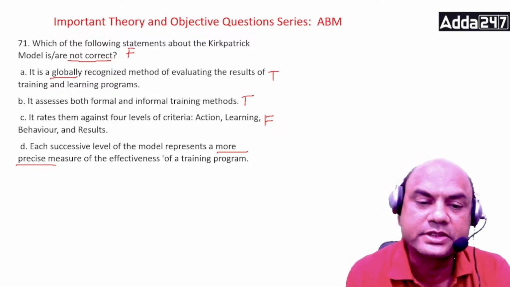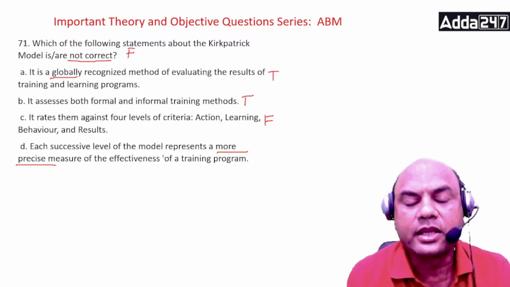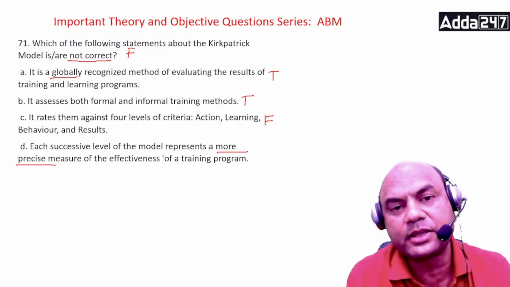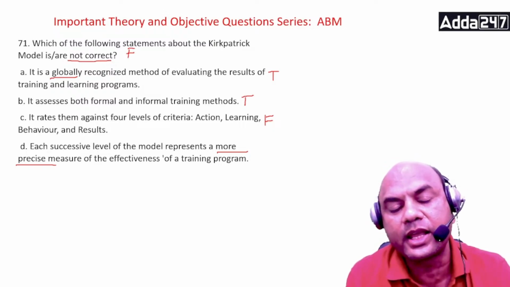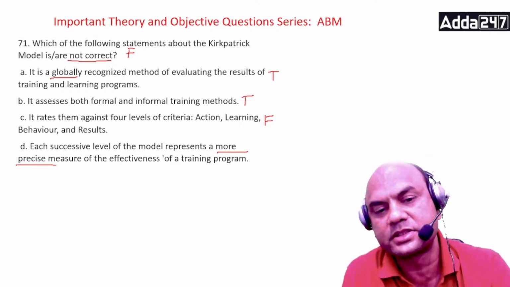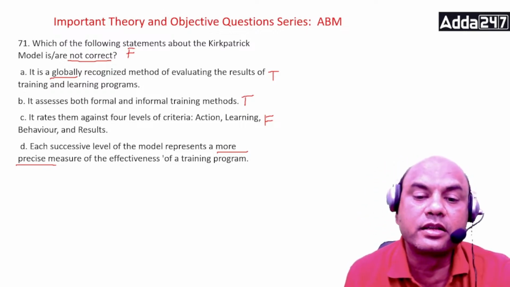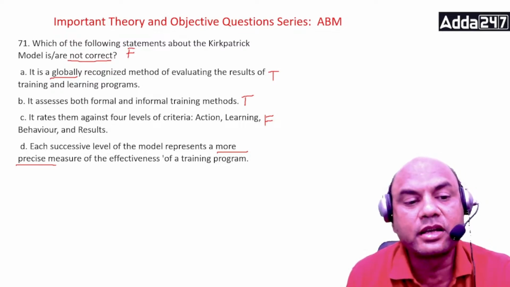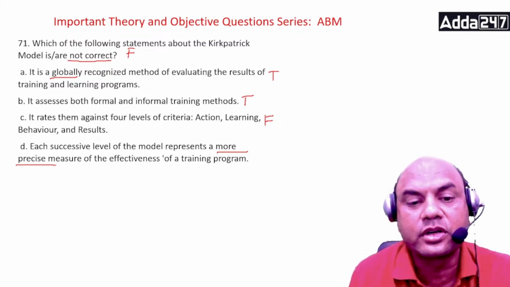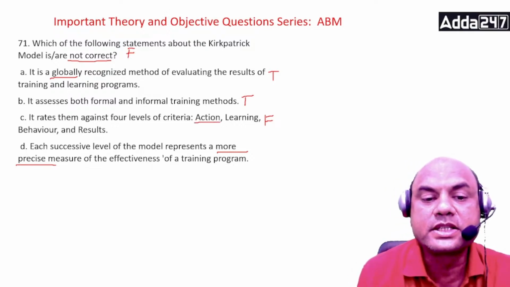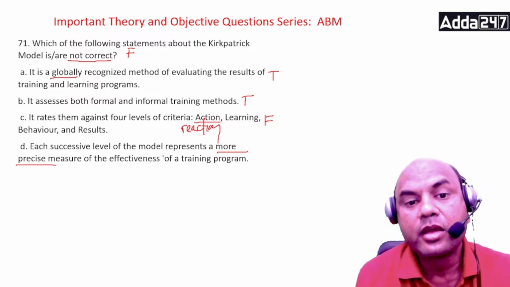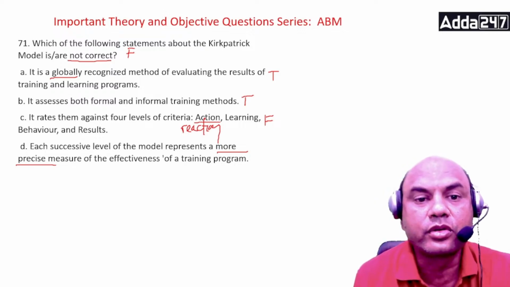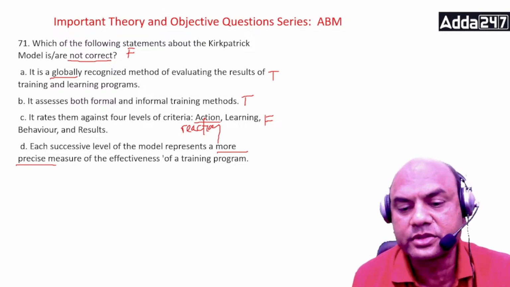Only let's talk about statement number 3. The Kirkpatrick model rates them against 4 levels of criteria, that is reaction, learning, behavior, and results. It's not action, learning, behavior, and results. So action is not the right word. Here only reaction changes. Remaining all things are correct. But because of just one word, you got everything wrong, meaning you got it as false.